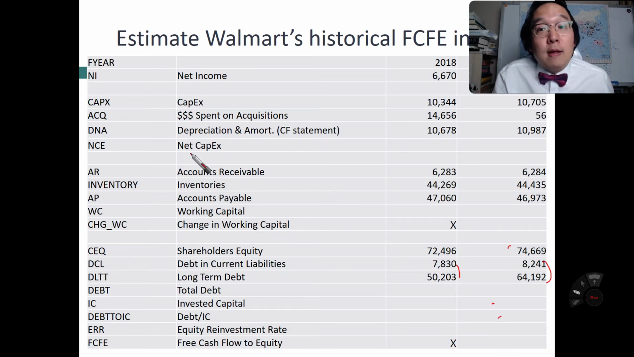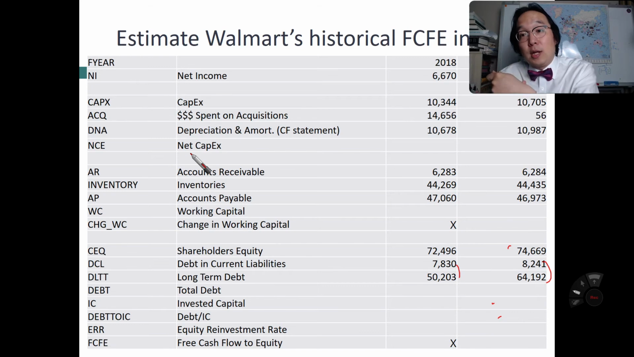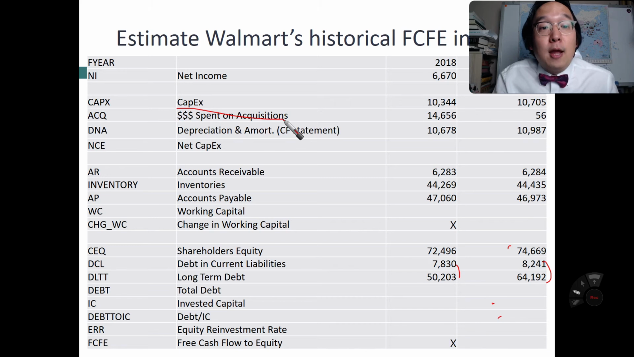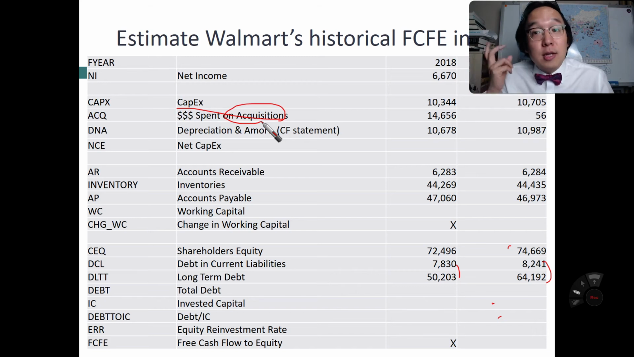And then you need 2 investments to take care of: capital expenditure and then change in working capital. The capital expenditure, well, CapEx, right? And acquisitions, whatever you spent on acquiring other companies, that is another form of CapEx. So add it together.